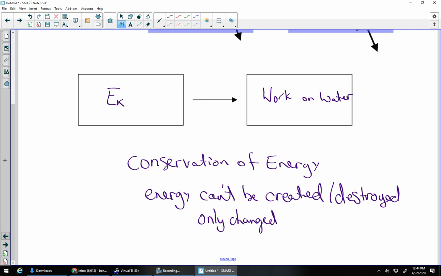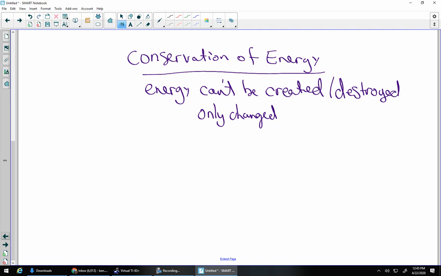For you chemistry people out there, you'll also know this as our first law of thermodynamics. So first law of thermodynamics is the same as law of conservation of energy. Energy can't be created or destroyed, only changed. And that's what we've seen in every single case. It's changing from one type to another, or it's going from one object to a different object. So from one type of energy to another type of energy, from one object to another object. So this is a nice short little lesson. That is it for today.